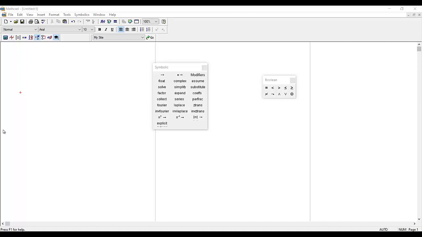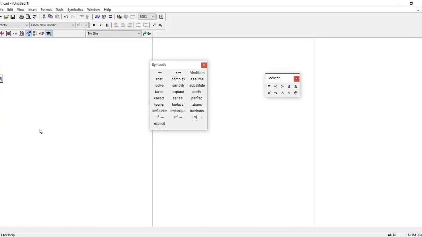Welcome to this tutorial on solving linear equations using Mathcad 13.